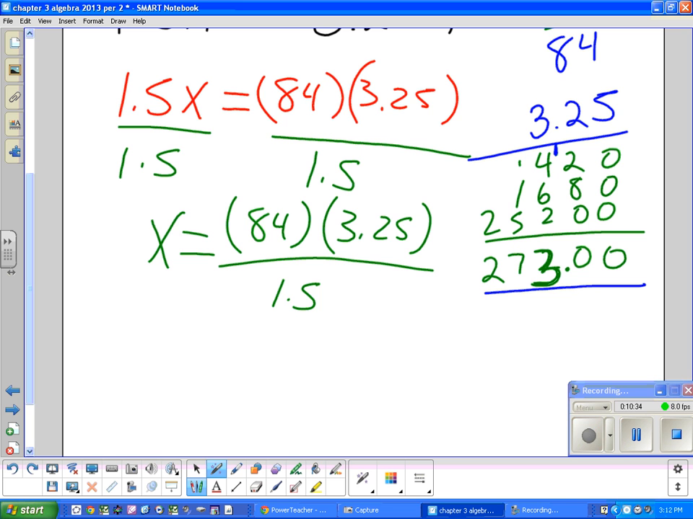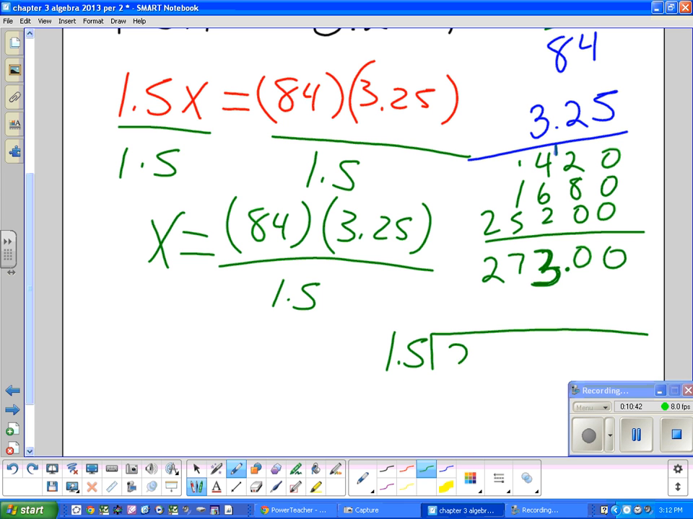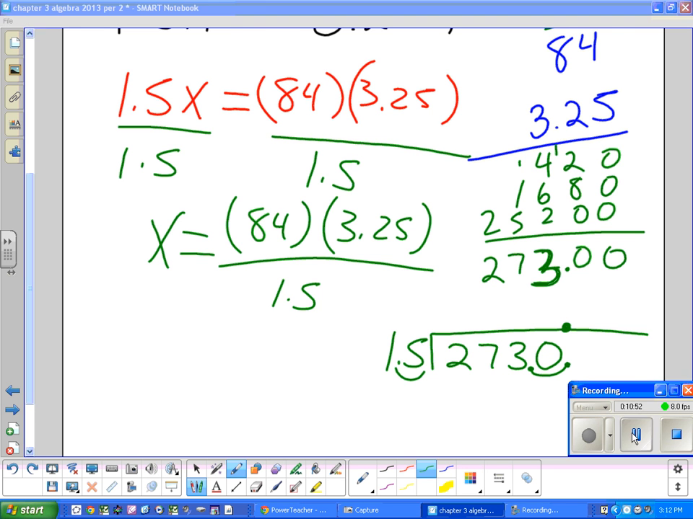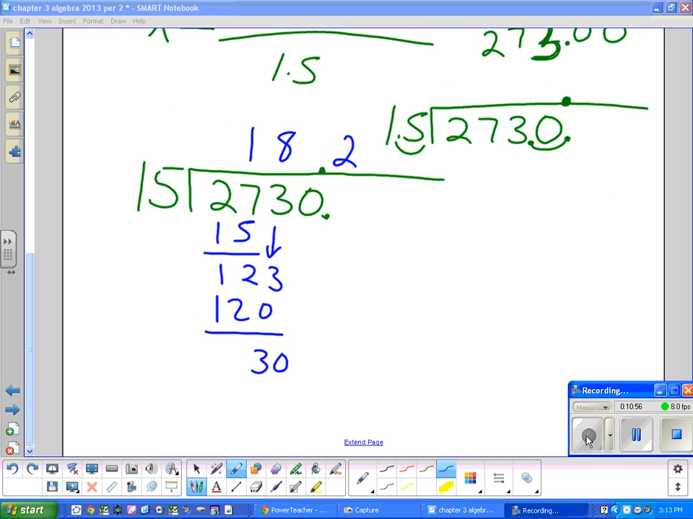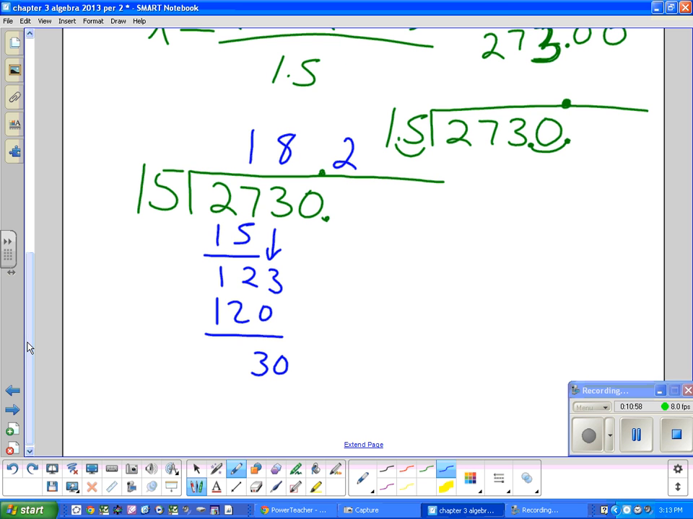Make sure you carry that 1 there to get 273. Now we need to divide 1.5 into that answer. So 273. Now the decimal point moves over 1, so we move our decimal point over 1 here, and put a 0 there, and bring our decimal point up there. Okay, so we're going to do the division. We get 18.2, and there's the work for the division. Sorry for that interruption. So we get x equals 18.2.